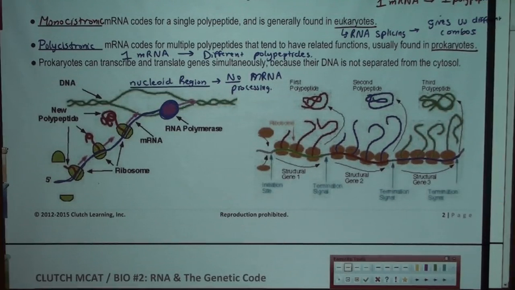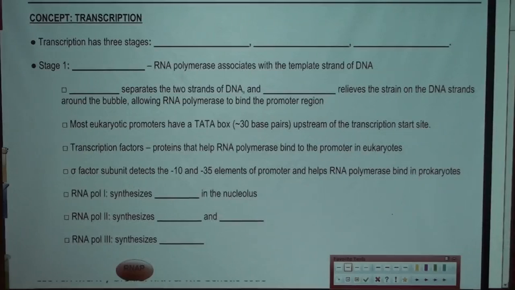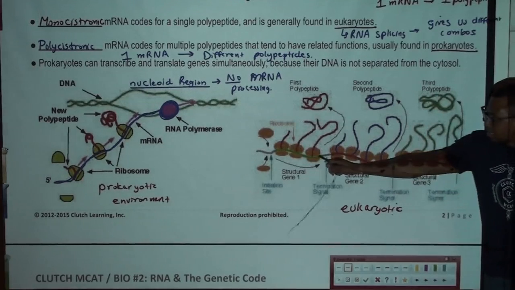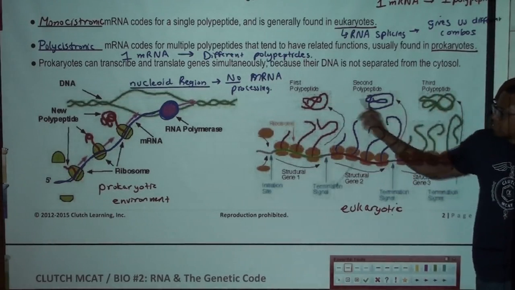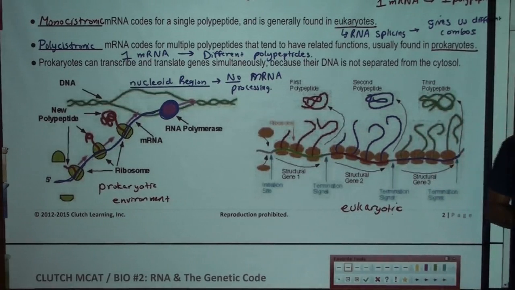So this right here would just represent a prokaryote or prokaryotic environment. And this would be a eukaryotic environment. So that one mRNA strand is being translated, and depending on how they translate, we can make different types of polypeptides.